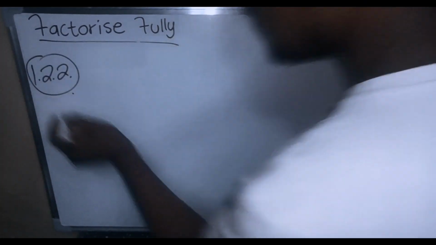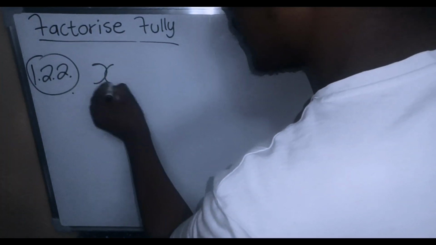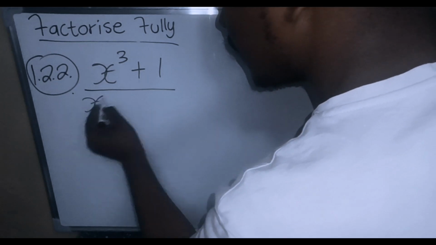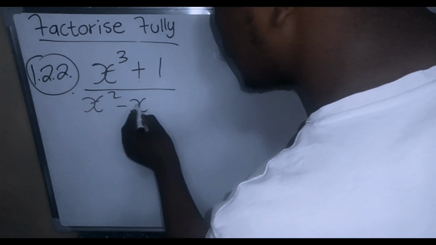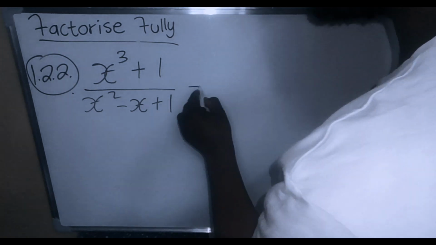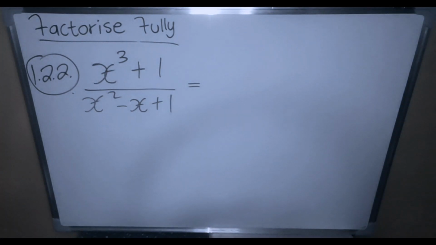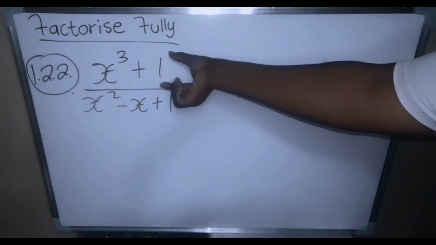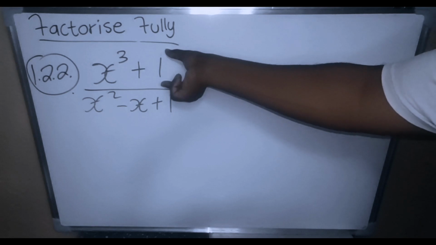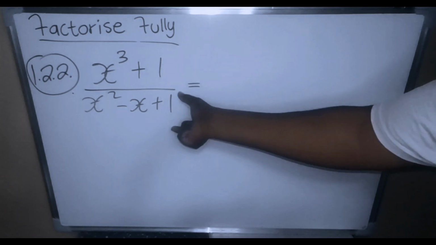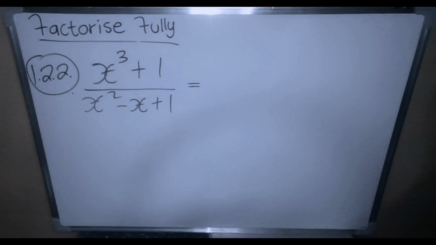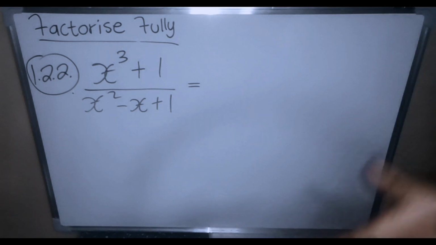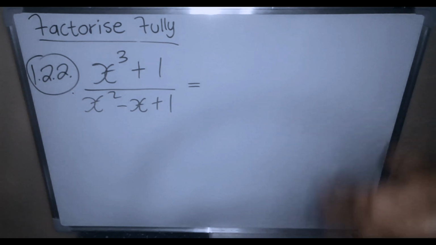1.2.2. It says x cubed plus 1 divided by x squared minus x plus 1. Now this one is very complex, but it's simple, no? Because in your textbook they break it up: our numerator is a question on its own, and our denominator is a question on its own. But in the examination they combine them. Usually they combine them, but let us simplify it as if you are using the textbook, no?